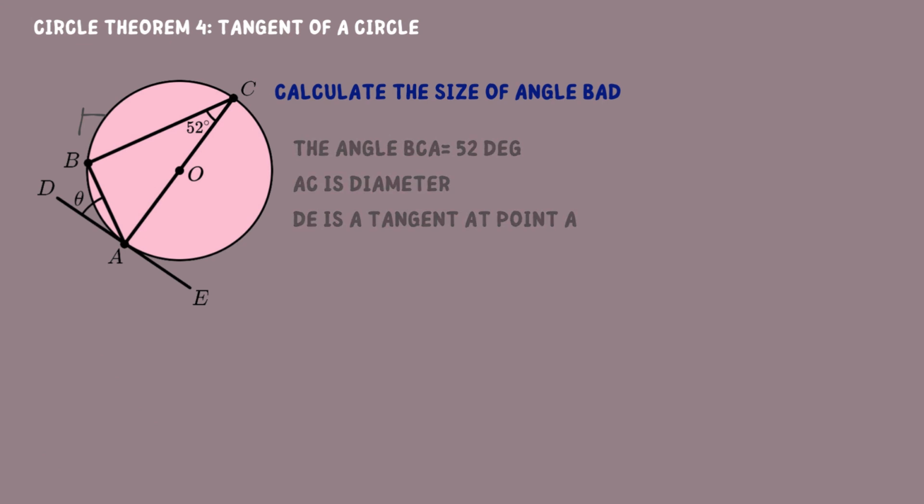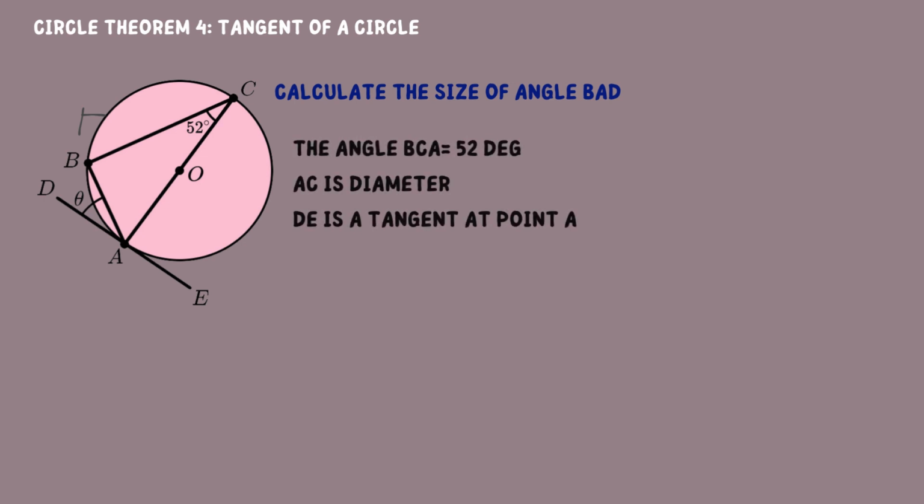Now let's move to the final problem of this video. In the given figure, we have a circle with center O. AC is the diameter of the circle and DE forms the tangent at point A. We know that angle BCA is 52 degrees and we need to find angle BAD represented by theta.